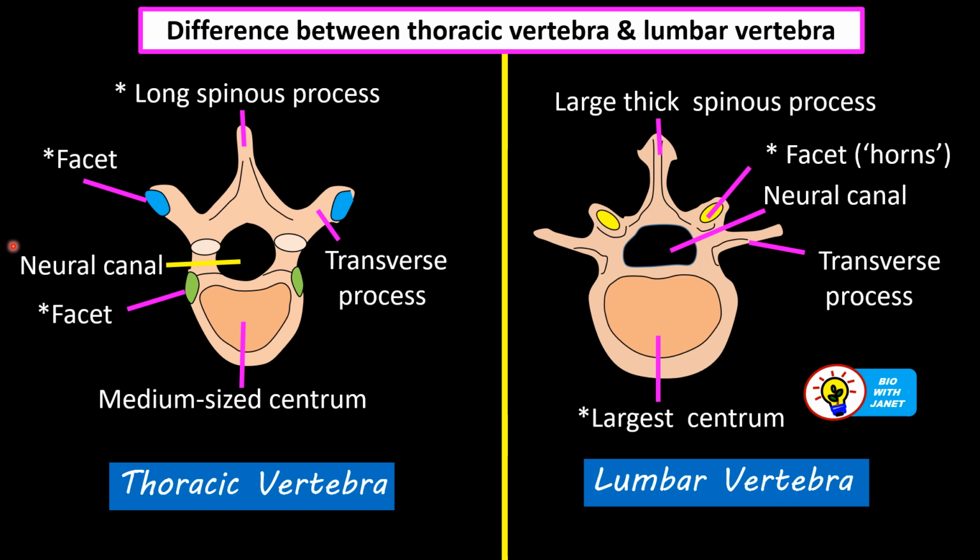Now, lastly, the centrum. The thoracic vertebra has a medium-sized centrum, and the lumbar vertebra has a larger centrum. Okay, this is the side view of the centrum of the thoracic vertebra and of the lumbar vertebra. So for the lumbar vertebra, the centrum is larger and thicker.